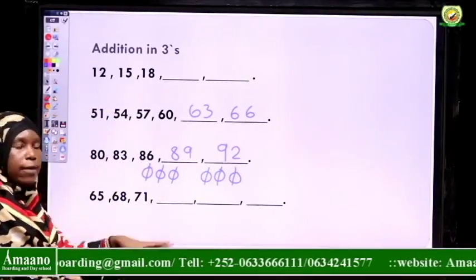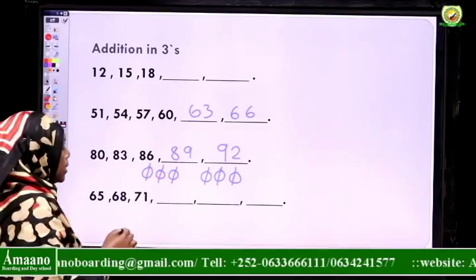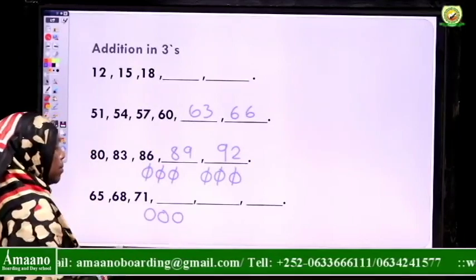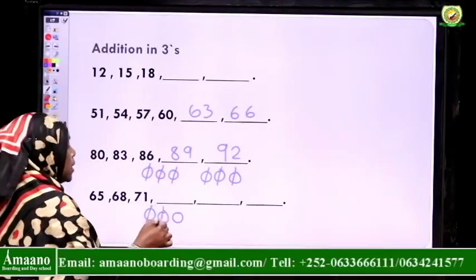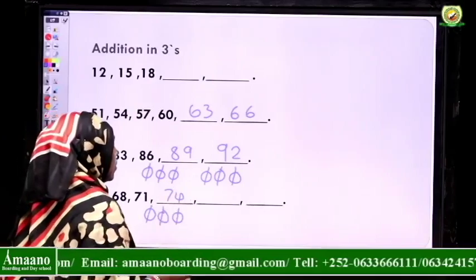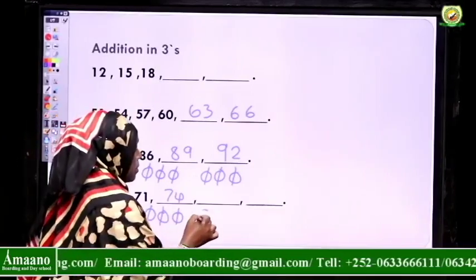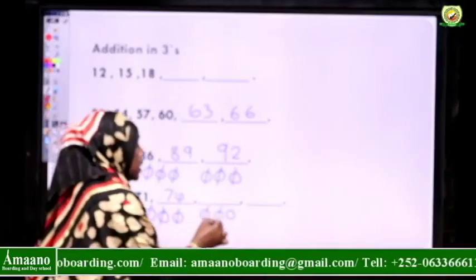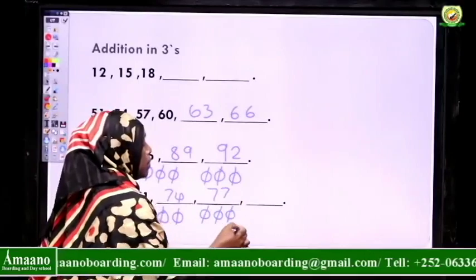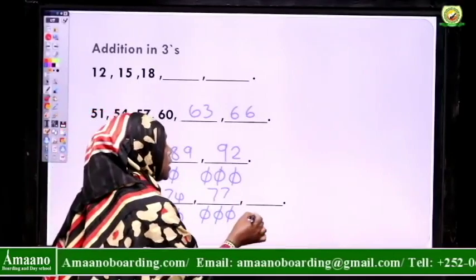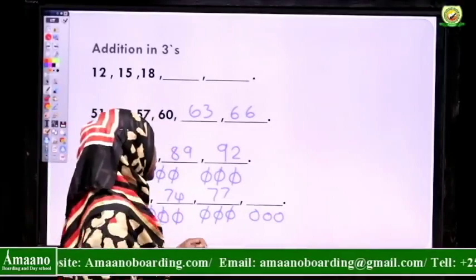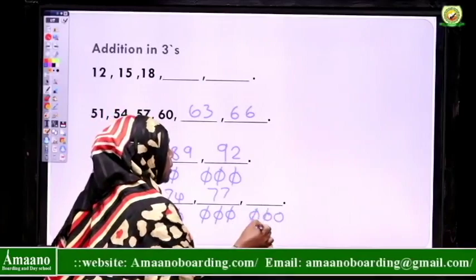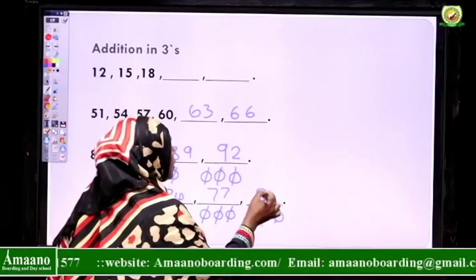Let us fill in everything now. And then here we have our last question there is 71. We add 3. So that's going to be 72, 73, 74. And then here we add 3 balls. That's going to be 74, 75, 76, 77. We add another 3 balls to 77, 78, 79, 80. So that is our answer.